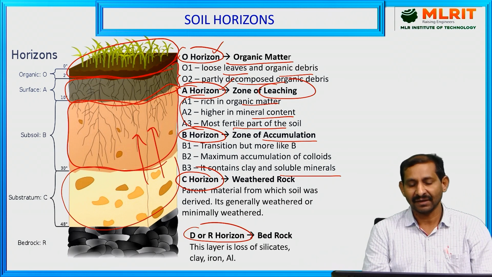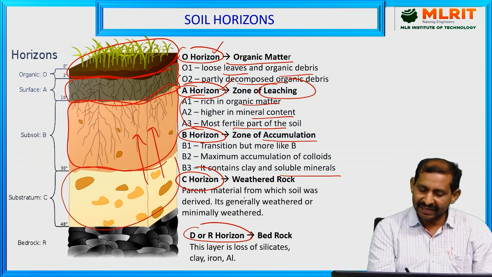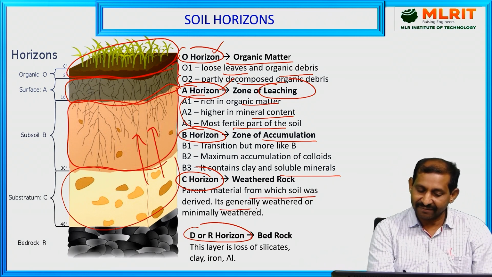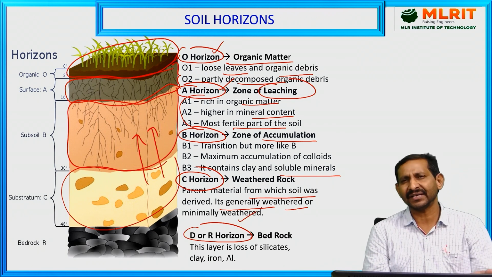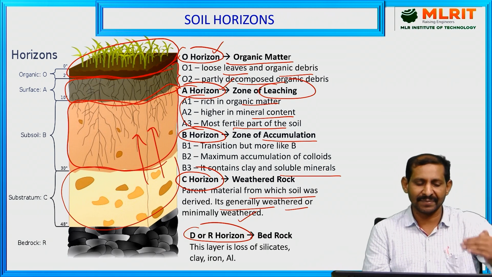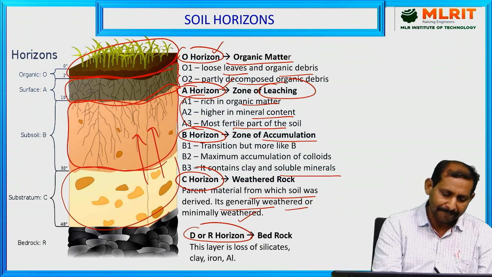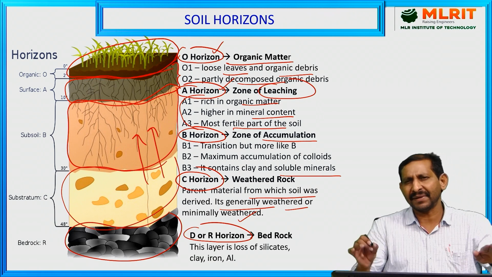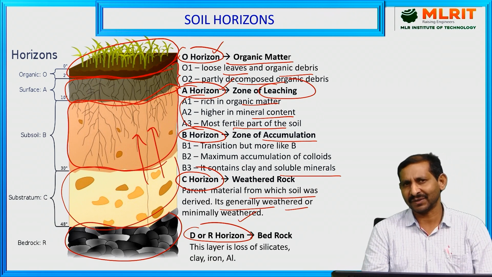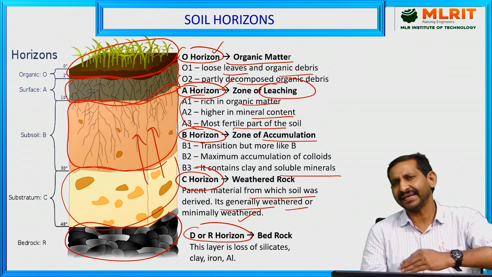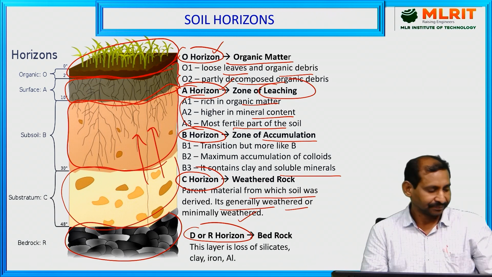They are utilized for plant growth. This is the parent material from which the soil was derived. It is generally weathered or minimally weathered, partially or completely weathered rock. From that, nutrients come to the upper layers of the soil horizons. The last one is the completely bedrock layer of the soil. These are the different layers of the horizon structure.